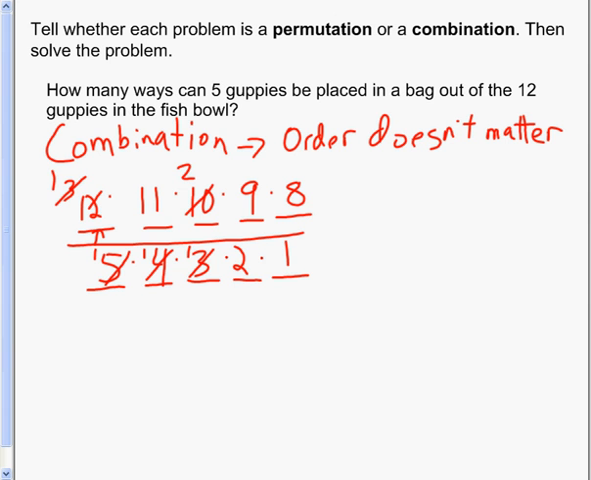So now we're down to 11 times 2 times 9 times 8. Well, we have a 2 on the bottom and top, so let's cancel that. Now we're left with 11 times 9 times 8. 11 times 9 is going to be 99. 99 times 8 is going to leave us with 792 ways.